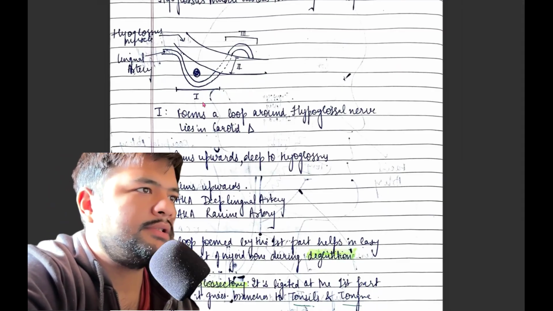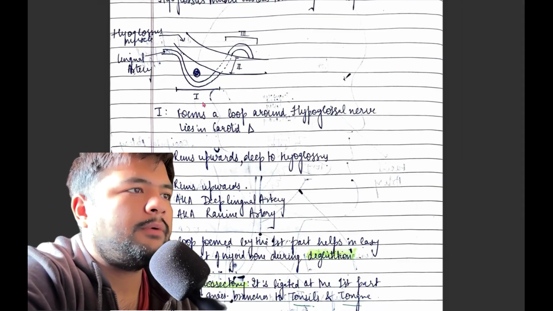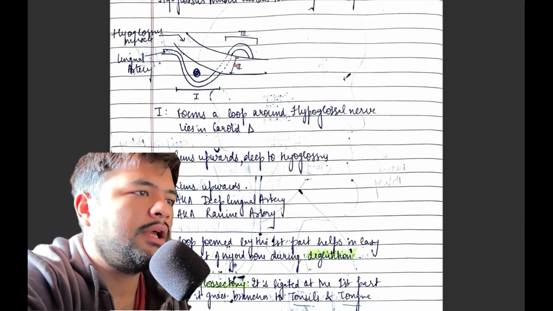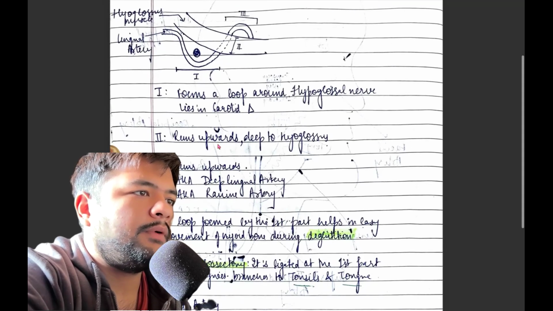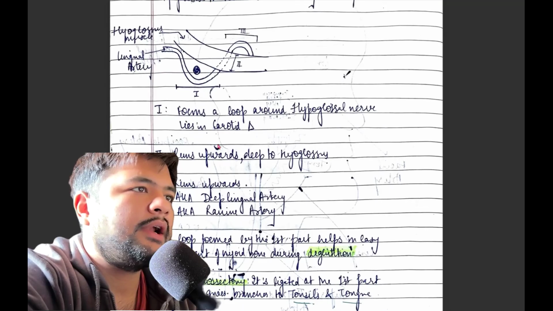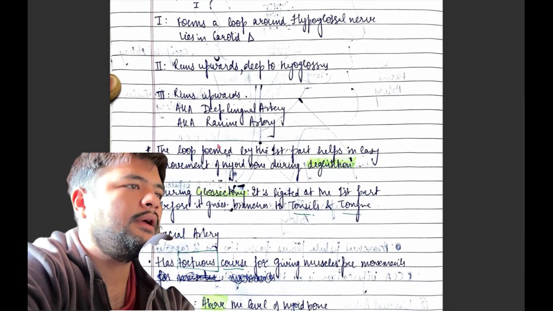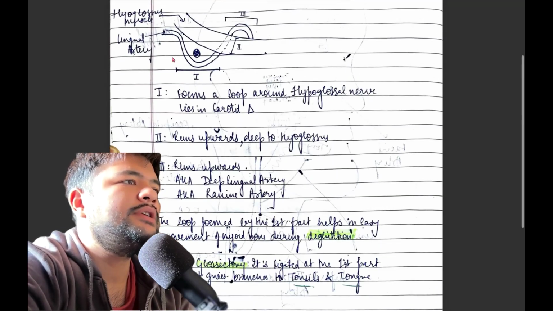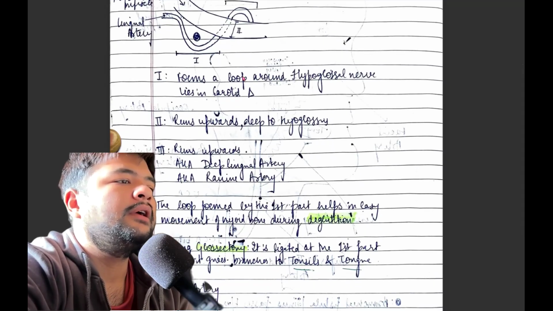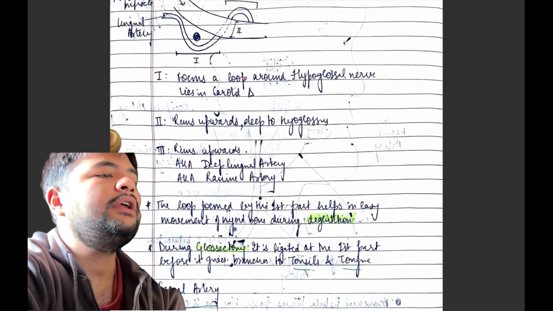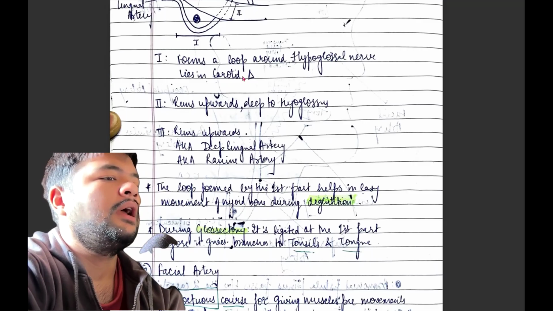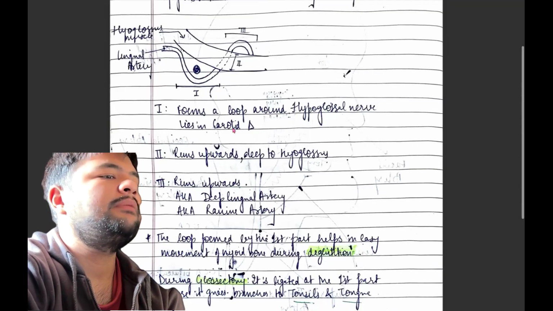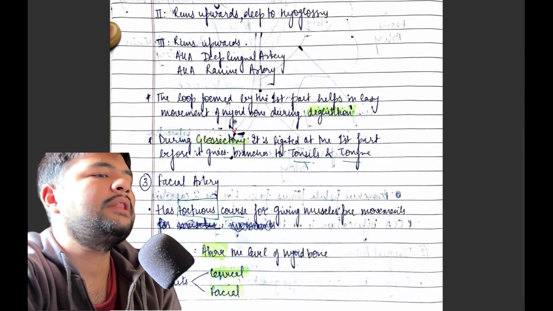The first part is the one which forms a loop around the hypoglossal nerve, and it lies in the carotid triangle. Then the second part is deep to the hyoglossus, and the third part runs upwards, where it is known as the deep lingual artery or the ranine artery. The loop formed by the first part helps in easy movement of the hyoid bone during deglutition. So this loop has enough space for the hyoid bone during deglutition, and during glossectomy, it is ligated at the first part before it gives branches to the tonsils and tongue. So here at the first part, it will be ligated. I hope I'm clear till this point.